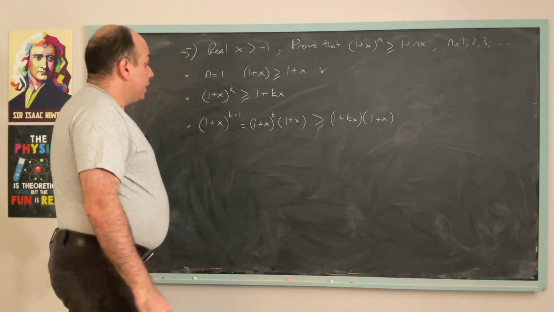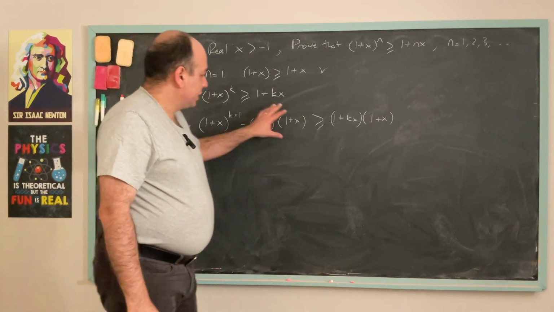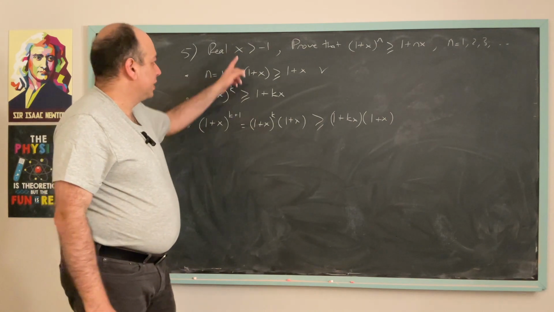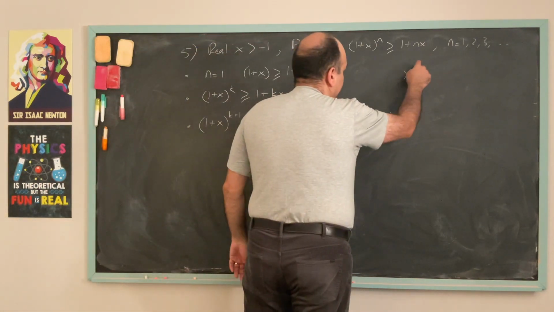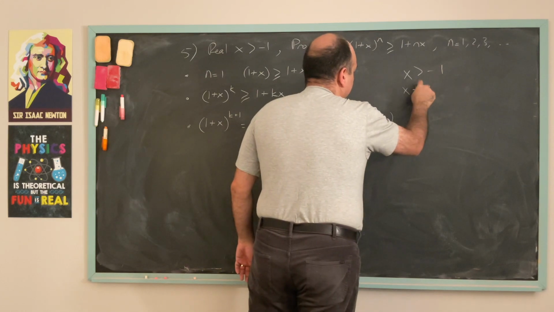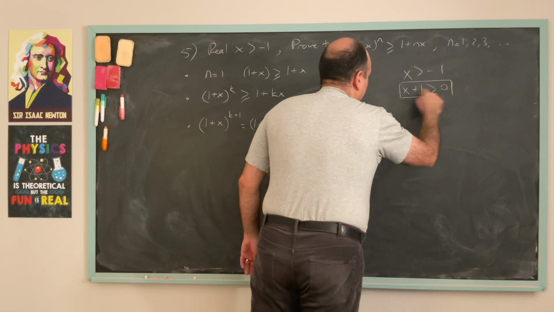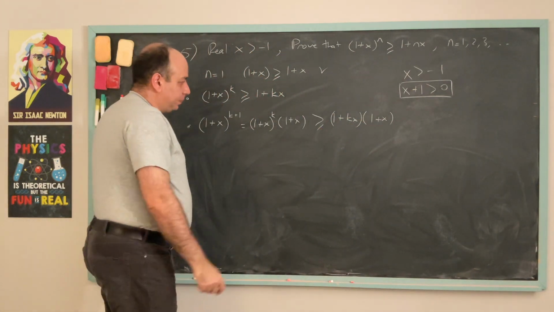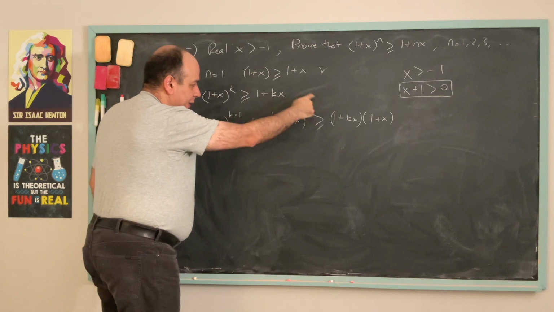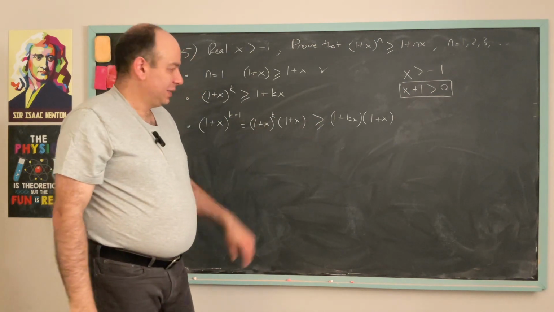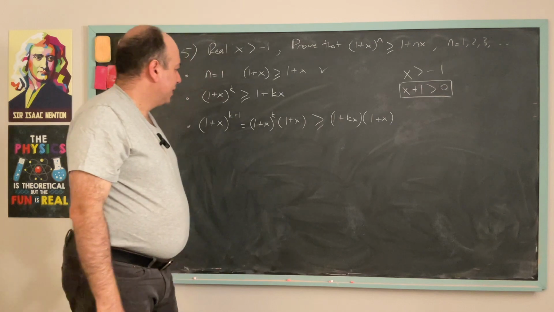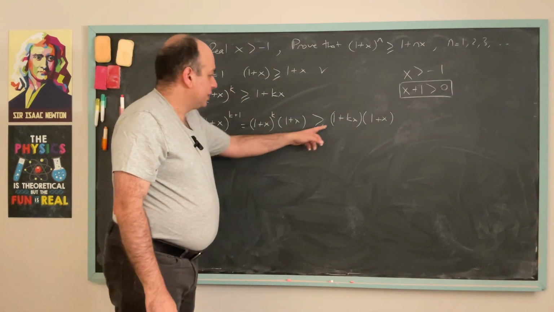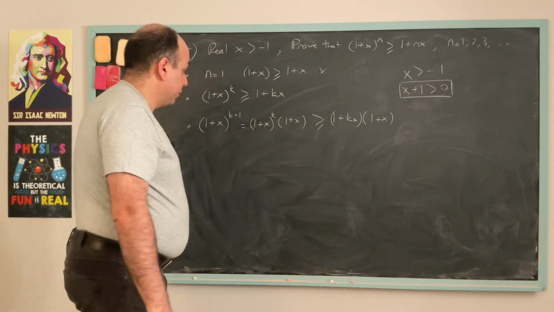Okay? Here, I was able to do it because I know that 1 plus x is positive, right? x is larger than minus 1. So if x is larger than minus 1, x plus 1 is larger than 0, right? So this is what I actually used here. Okay? So the inequality sign didn't change direction, right? So this is a positive number, this is also a positive number, and (1 plus x) to the k is larger than 1 plus kx. So it works out well.